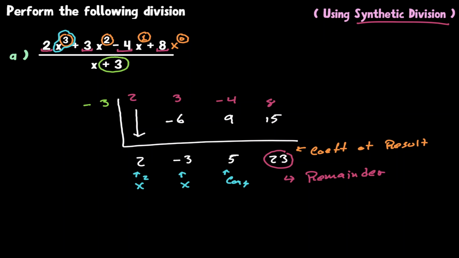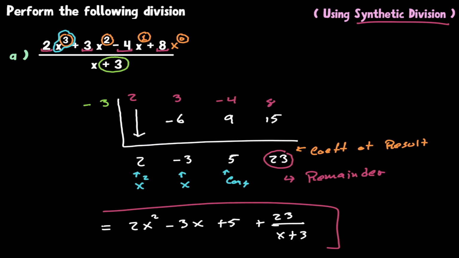So let's write down our result. The division is going to give us a result of 2x to the second minus 3x plus 5 plus the remainder divided by what we had as the divisor, which is x plus 3. So we are done. Let's take a look at another example.